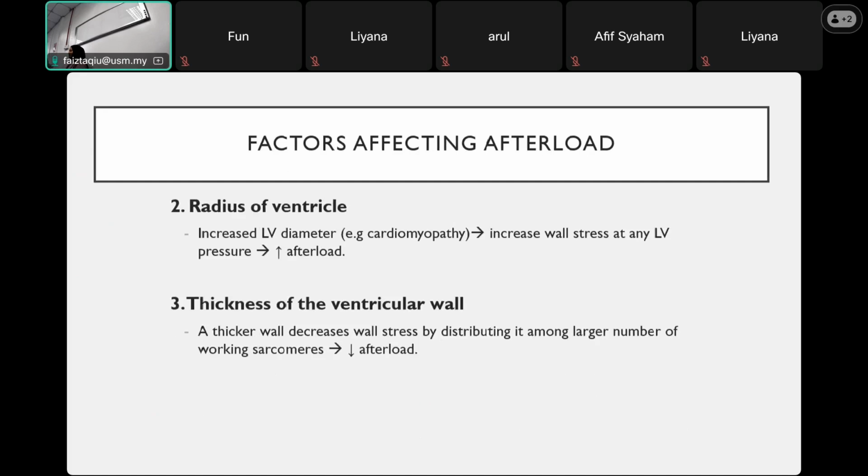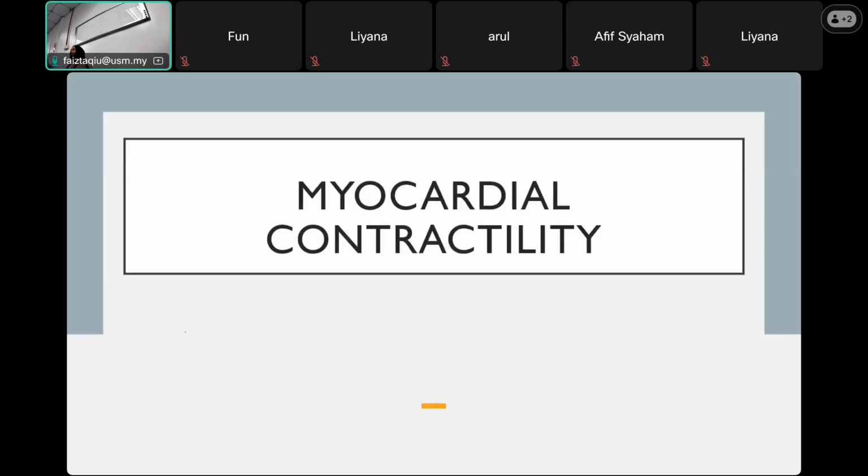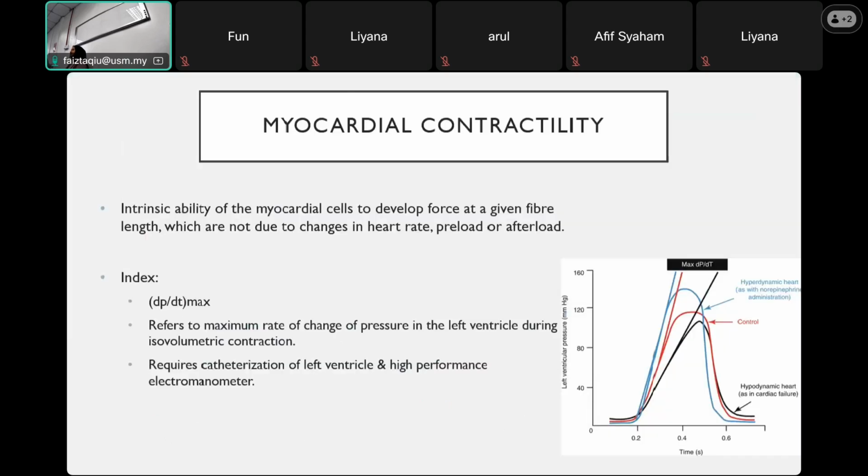Siapa nak define? Samaru, what's a contractility? Myocardial contractility. Intrinsic ability of the myocardium, yes, to develop force, kan, at a given length. So kena ingatlah, it is not due to changes in heart rate, preload or afterload. Yang tu kena masukkan juga dalam definition.